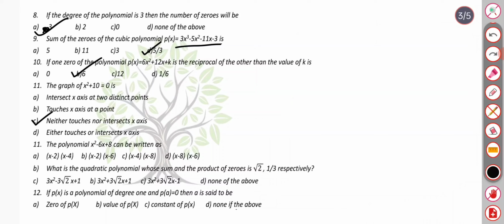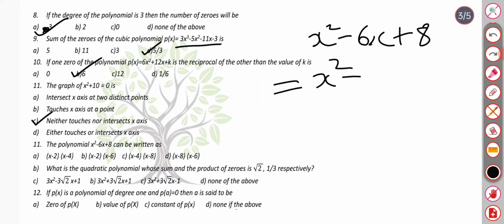The polynomial x square minus 6x plus 8 can be written as, अच्छा, x square minus 6x plus 8. Factorize this. अब इसका हम लोग फैक्टराइज करने से क्या मिलेगा? 8 बीच में है -6. So if you factorize this, what will we get? We can write like this: x square minus 4x minus 2x plus 8, or not? 4 times 2 is 8, minus minus plus, generally -4 minus 2 is -6.